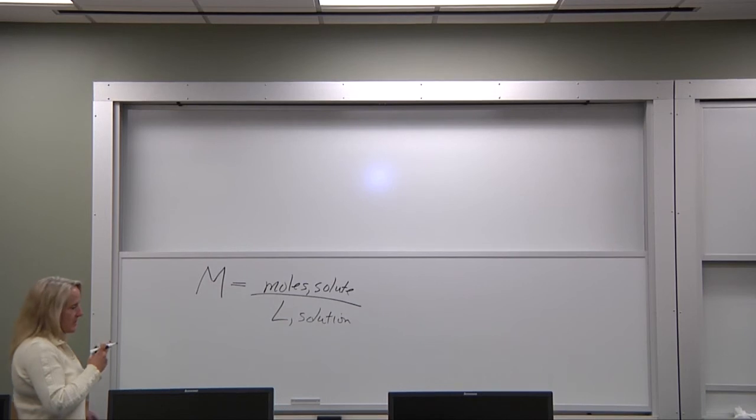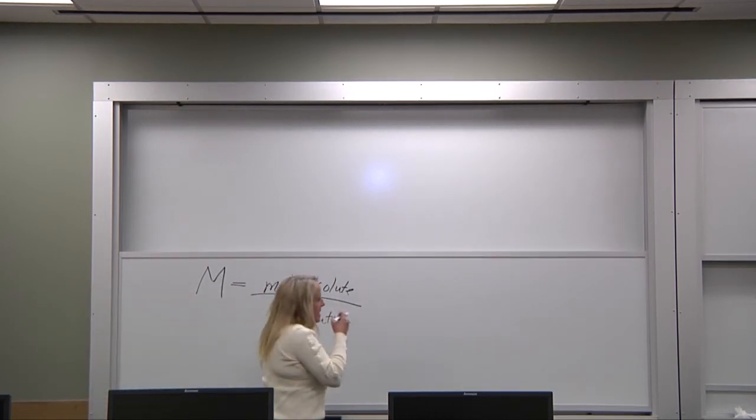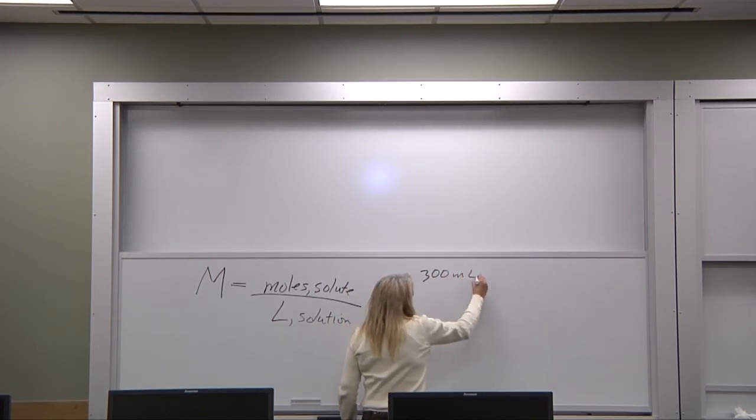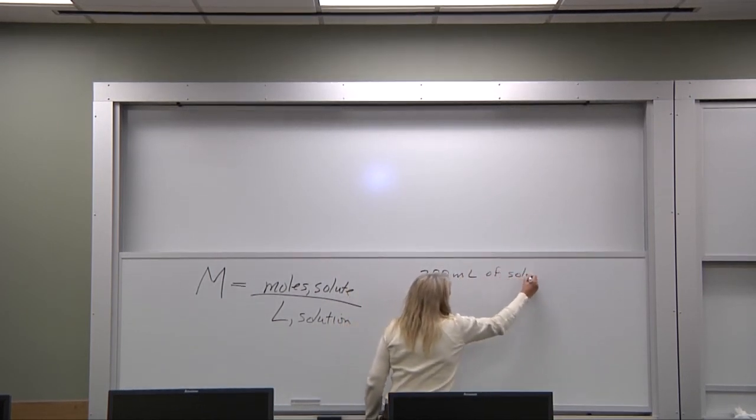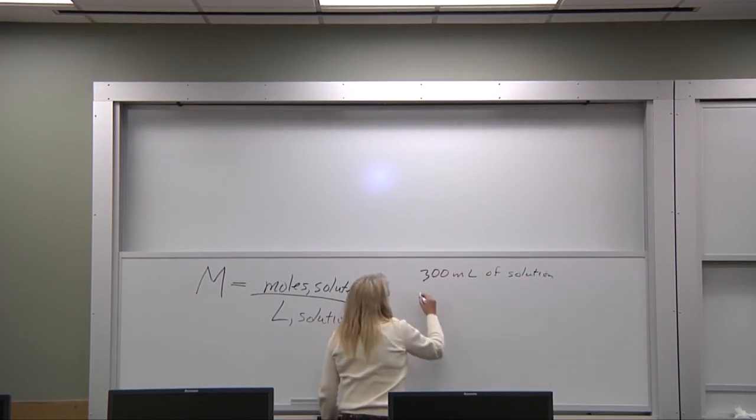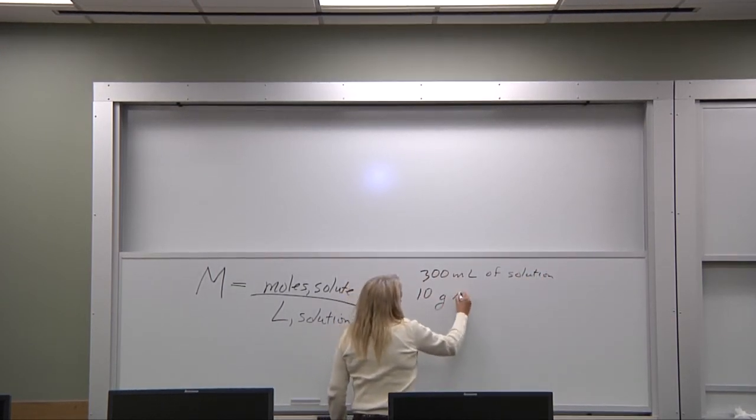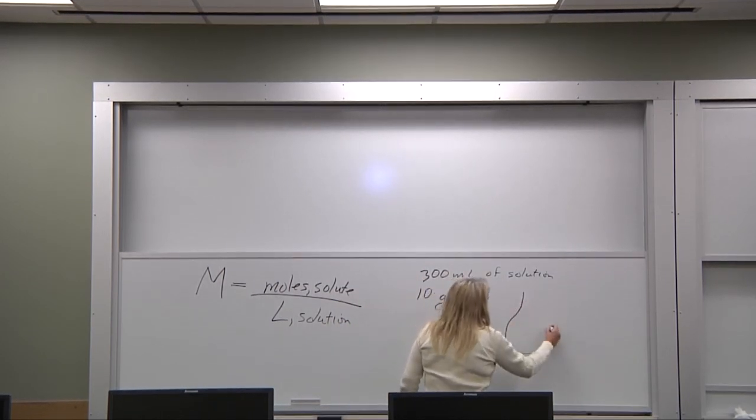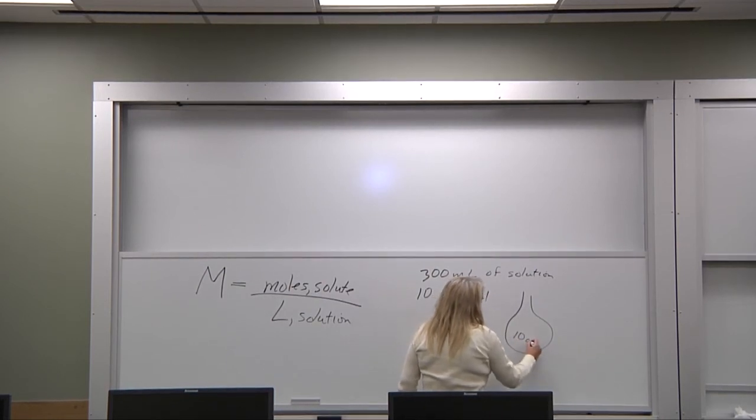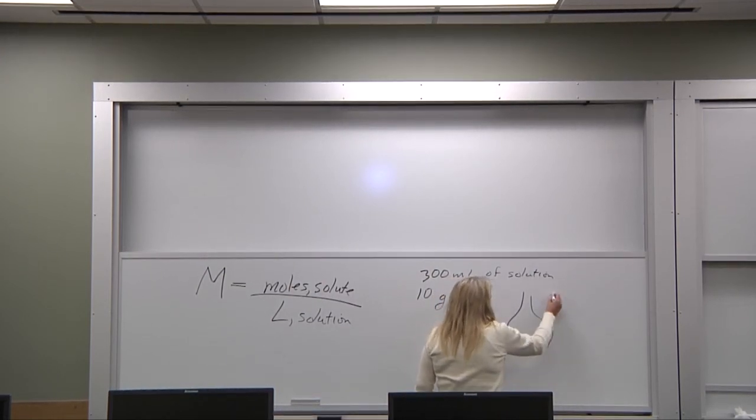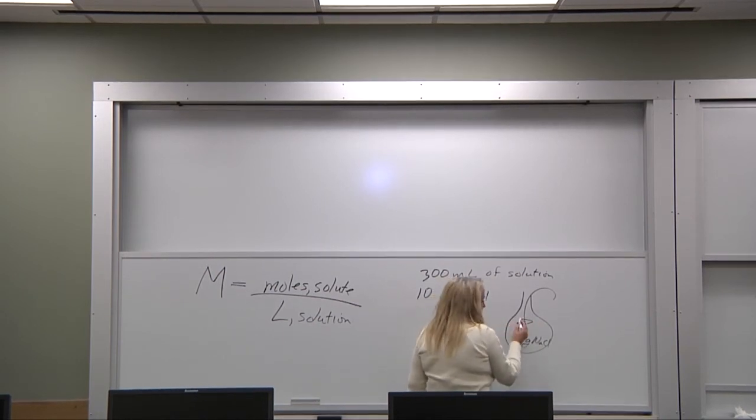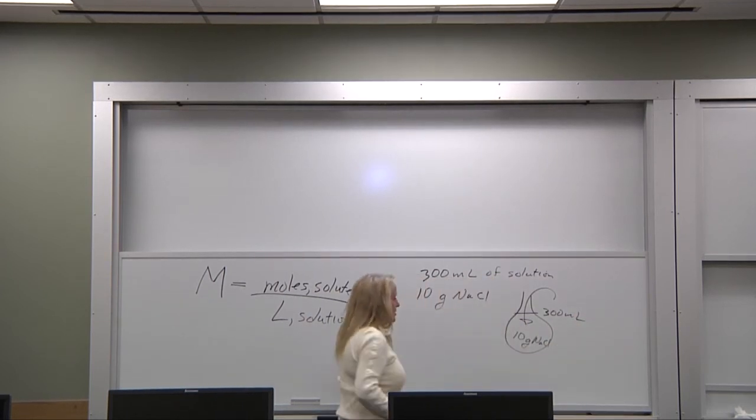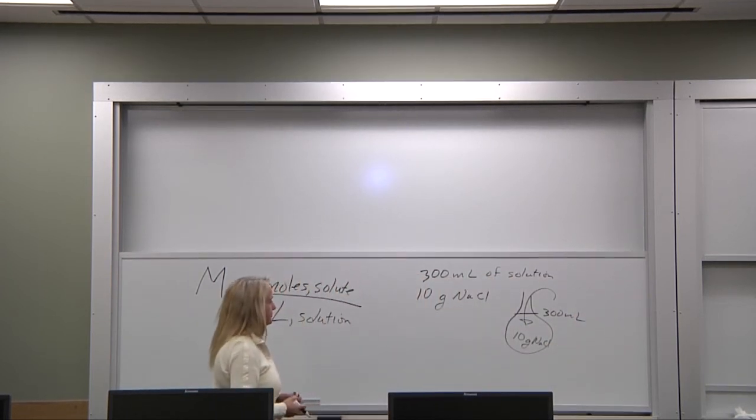So the problem that was listed said, what is the molarity of a solution if I have 300 milliliters of solution, and that is made by putting in 10 grams of NaCl. So essentially, I'm making a solution. I'm dumping in 10 grams of NaCl, and then I'm going to add enough liquid to make a volume of 300 milliliters. Okay, so that's what the problem's saying.